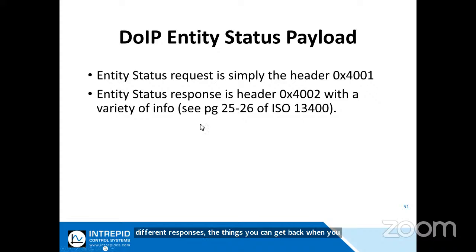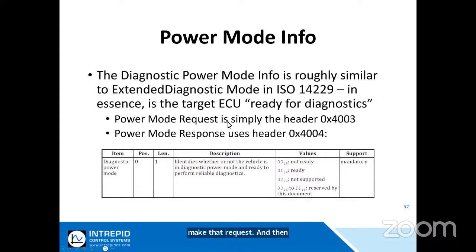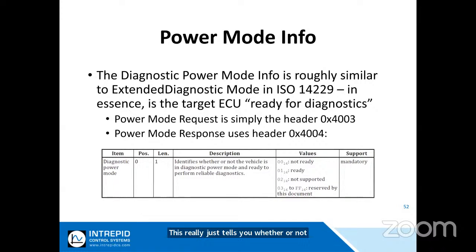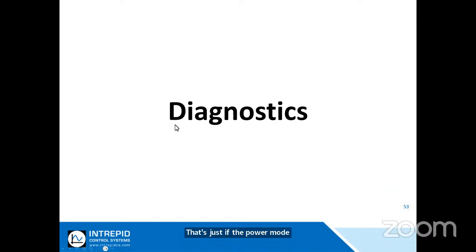you can get back when you make that request, okay? And then power mode info, which is a bit confusing to me because of the way they talk about it. On one side they say power mode, like, is the ECU powered up, which is kind of what you'd think, but it's really roughly similar to extended diagnostic mode. For instance, in UDS, you have extended diagnostic mode, programming mode, etc. This really just tells you whether or not this particular node is ready to talk to, or of course, it does have not supported in there. That's just if the power mode request is even supported, okay?